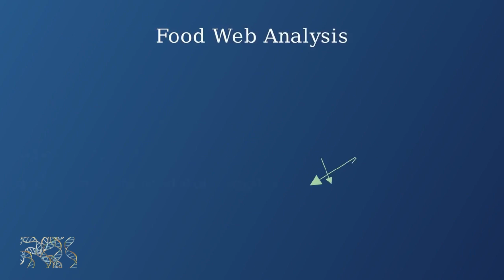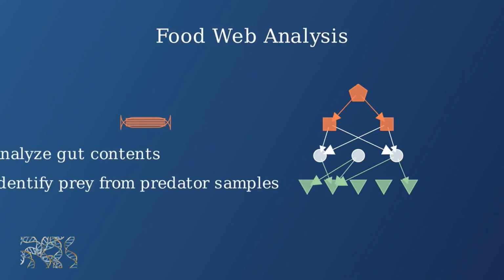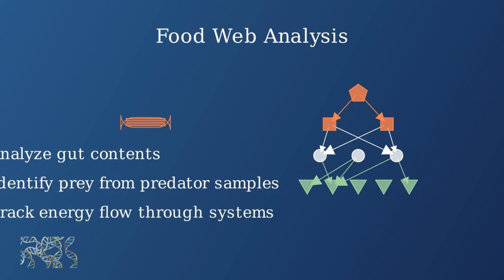DNA barcoding has transformed our understanding of food webs by allowing scientists to analyze gut contents or environmental DNA to determine what species are eating. This allows researchers to track how energy flows through ecosystems with unprecedented accuracy.